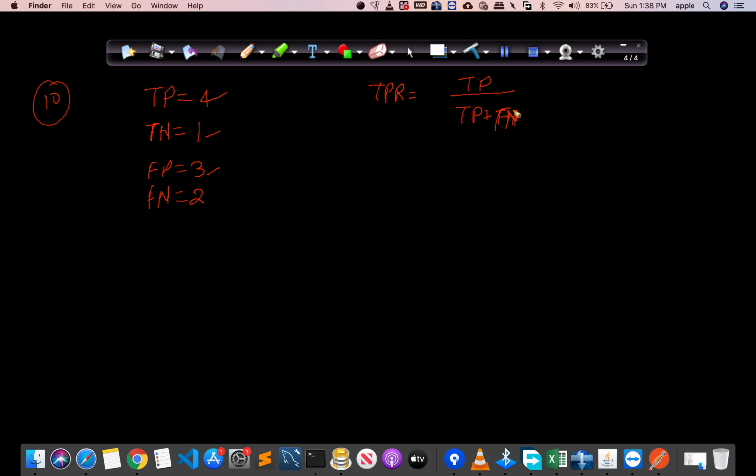For now we are calculating like this. This is false negative. So what is true positive rate? True positive rate is 4 upon 4 plus 2, this is 4 upon 6, this is 2 upon 3. Okay, this is the true positive rate.